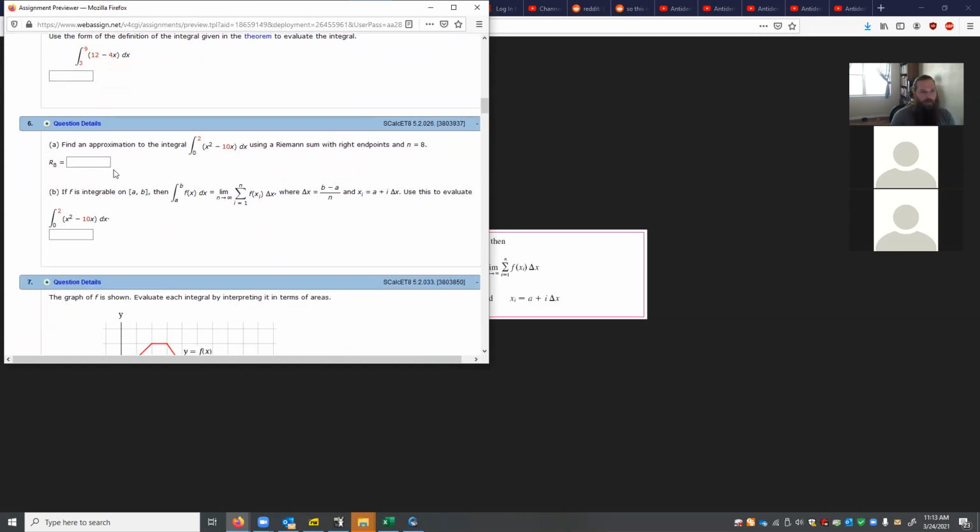Problem 6, same sort of thing, only first you're going to do R8 to get an approximation, and then you're going to do the full sum.